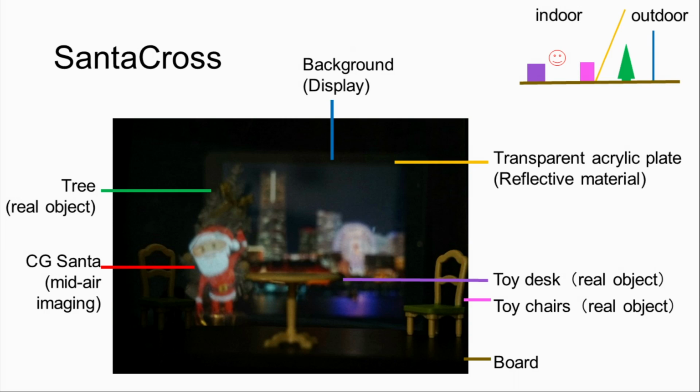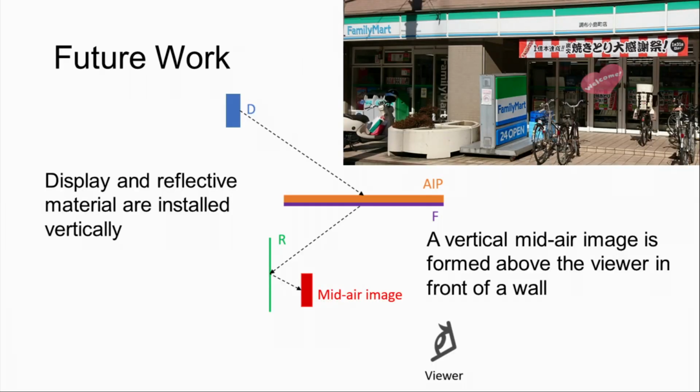In this application, a CG Santa walks repeatedly from side to side. A transparent acrylic plate was used as the reflective material. With our optical system, a vertical mid-air image can be seen in front of a wall when facing upwards. In buildings, there are more vertical walls than tilting walls. Therefore, we believe that this design can be used in various places.